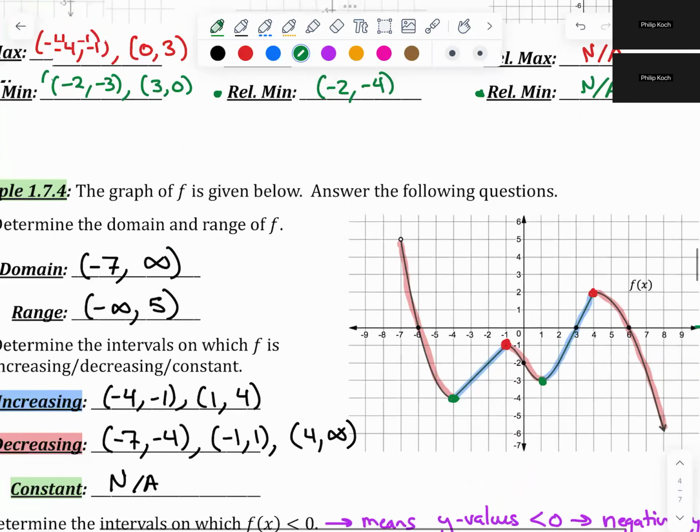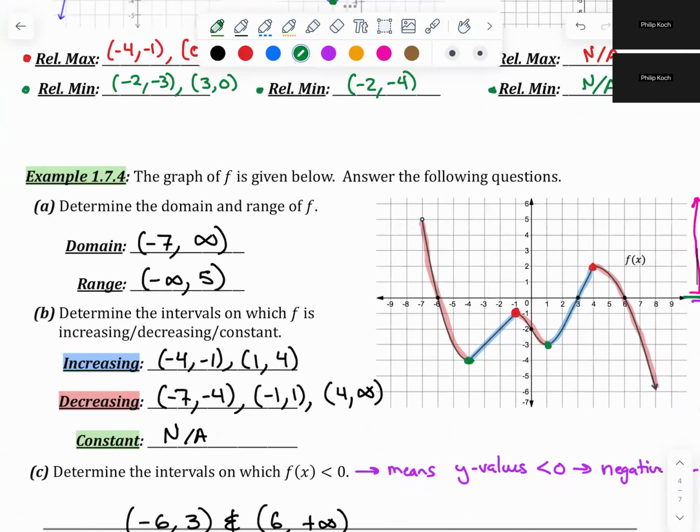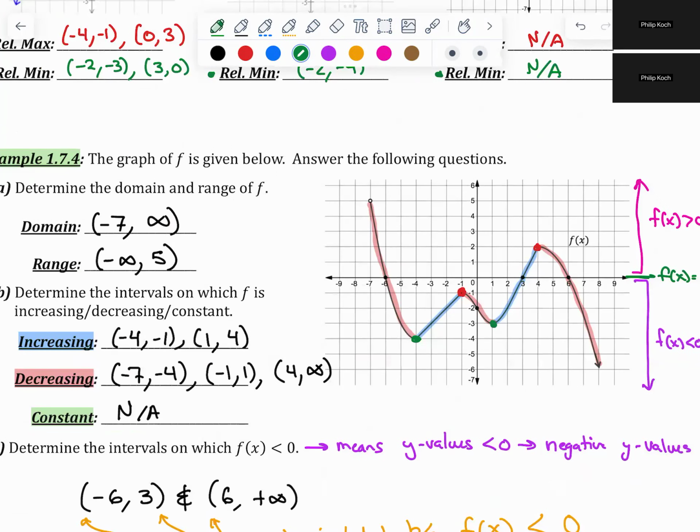And the range is all y values. So since it goes down and down forever, it starts down at negative infinity and then goes all the way up until it reaches a maximum y value of 5, but does not include it because it's an open circle. Then it comes to increasing and decreasing. I'm looking for the places where I'm walking uphill for increasing, downhill for decreasing, and flatland for constant. There's no flatlands. There's no places where it's constant. That can happen. It can be always decreasing. It can be always increasing. It could be any number of the things. So it's always important to check out each thing separately.